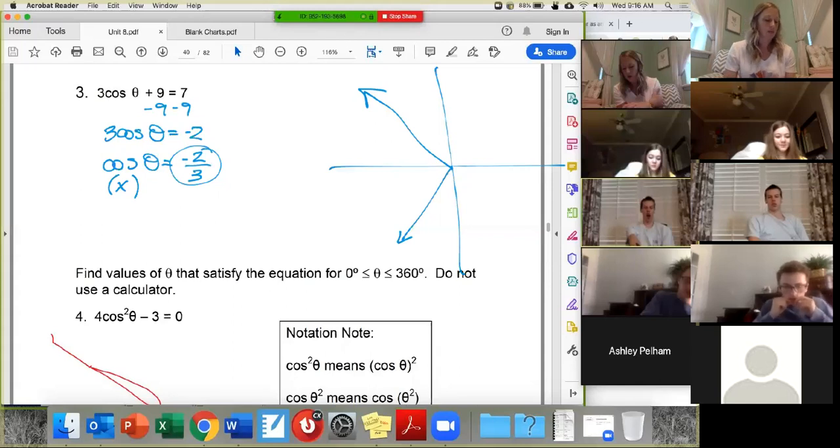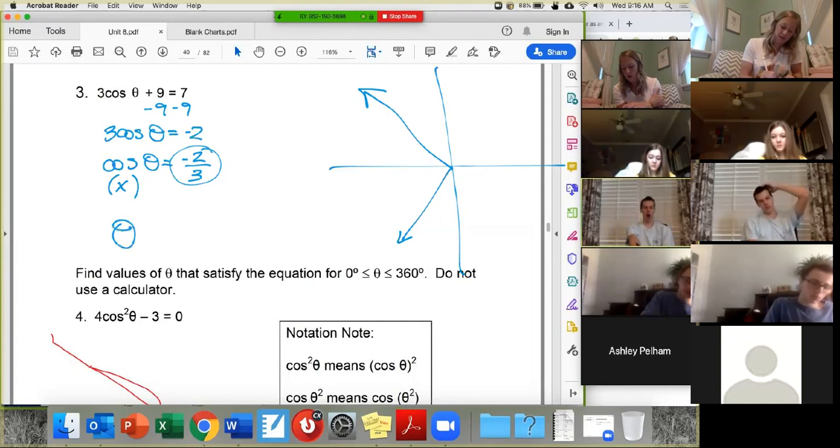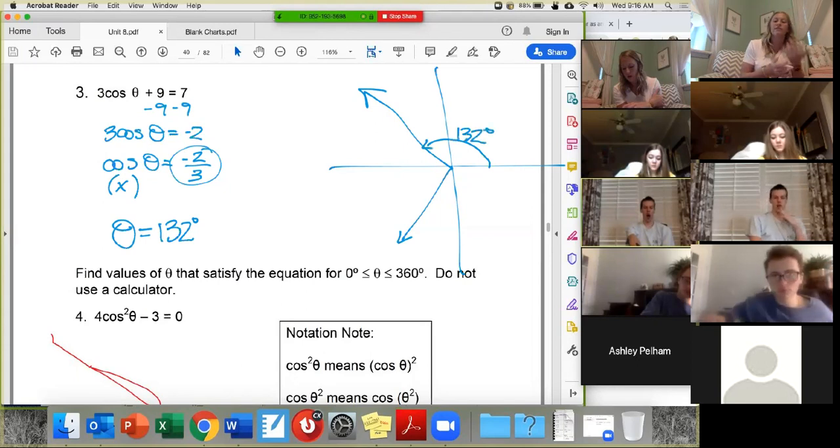So in my calculator, to get my first answer, I type inverse cosine of negative 2 over 3. My calculator tells me what? About 132. Now, what is the problem with this 132 for my first answer here? Is that my reference angle? No. That is the answer, and that's totally fine, but that's not the reference angle, and right now I can't, I mean, I could use that. How could I use that to find my second answer? 180 minus 132.